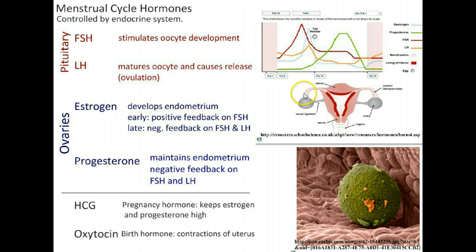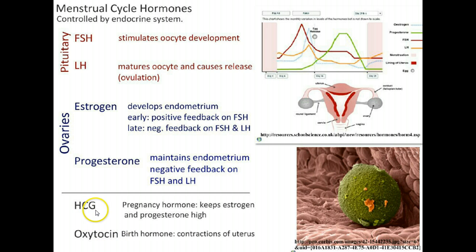And here are some more notes. So here are four hormones. FSH and LH are released by the pituitary gland of the brain, estrogen and progesterone by the ovaries. And here are two others, HCG and oxytocin.